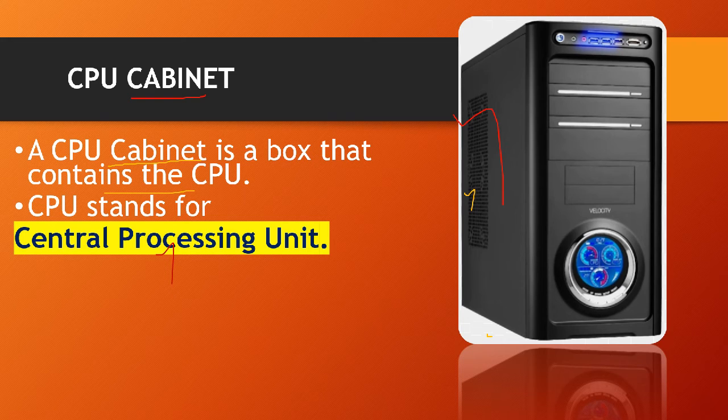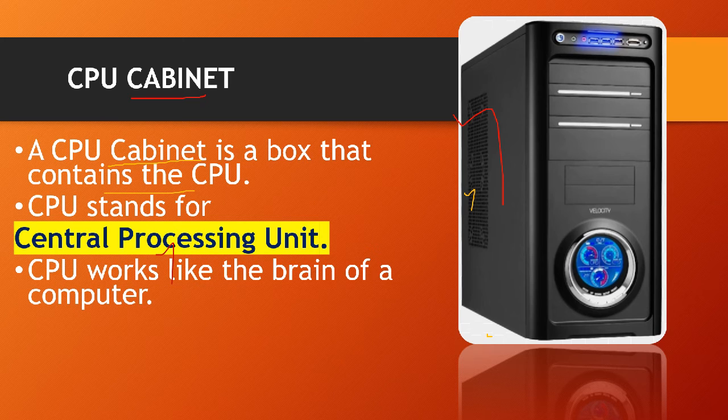C-E-N-T-R-A-L, Central. P-R-O-C-E-S-S-I-N-G, Processing. U-N-I-T, Unit. So, what is the full form of CPU? Central Processing Unit. Don't forget it. This is very, very important.